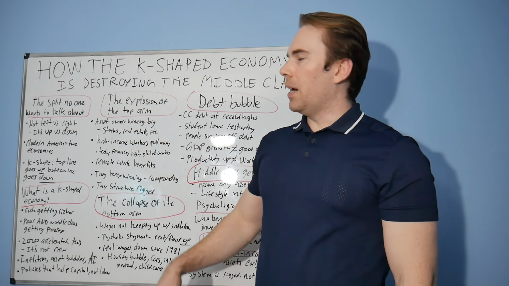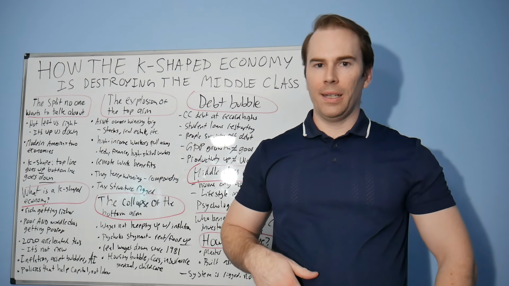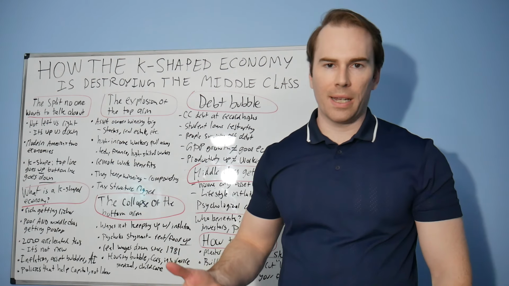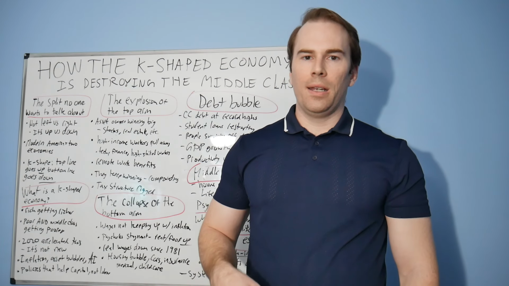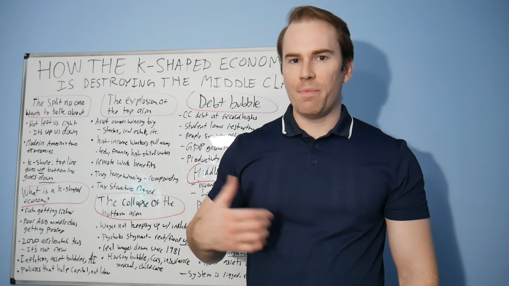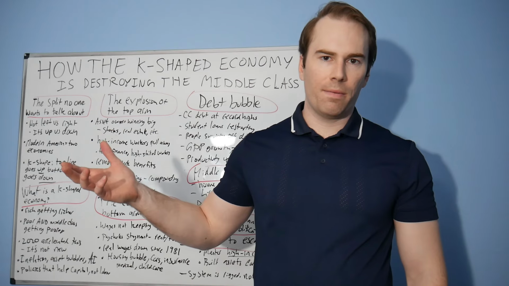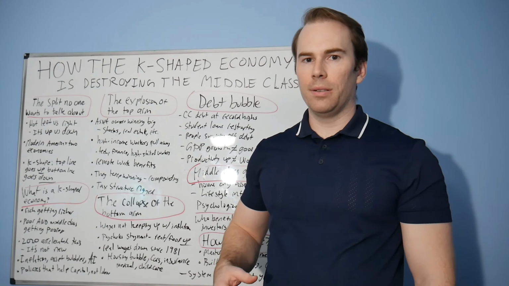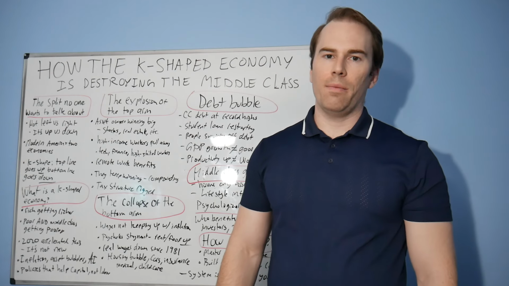Now, the upward K vertical is obviously the rich, the top 10, 5, 1%, however you want to split it. The people owning assets, the people that are in power, that have businesses, that are already established. Life has never been better for them, right? Because of inflation and because of AI and productivity gains all working in their benefit.